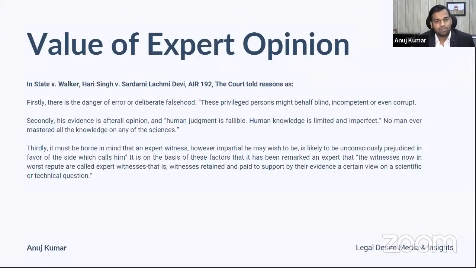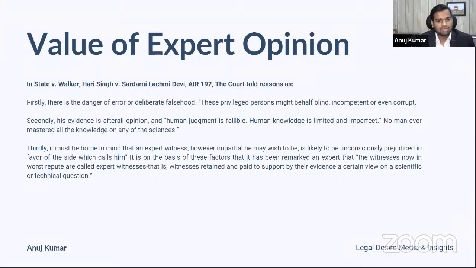Secondly, his evidence is after all an opinion, and experts are also human, and human judgment is fallible because it is not a scientific judgment. Human knowledge is limited and imperfect, so no man can ever master all the knowledge of any science. The quotations you are seeing were said by the justices in both the cases. Thirdly, it must be borne in mind that an expert witness, however impartial he is meant to be, is likely to be unconsciously prejudiced.